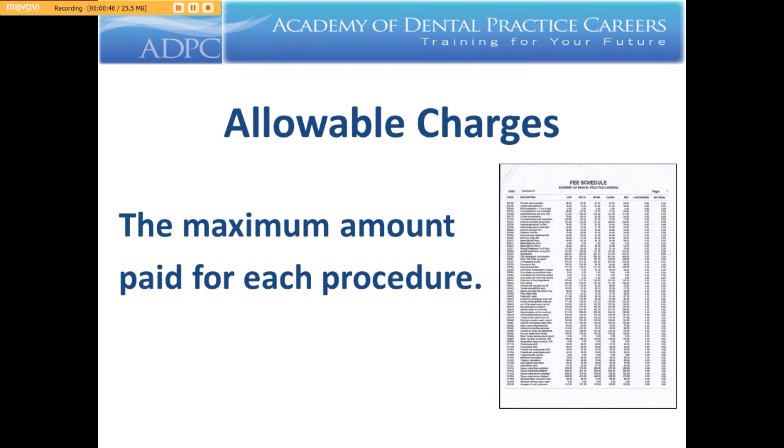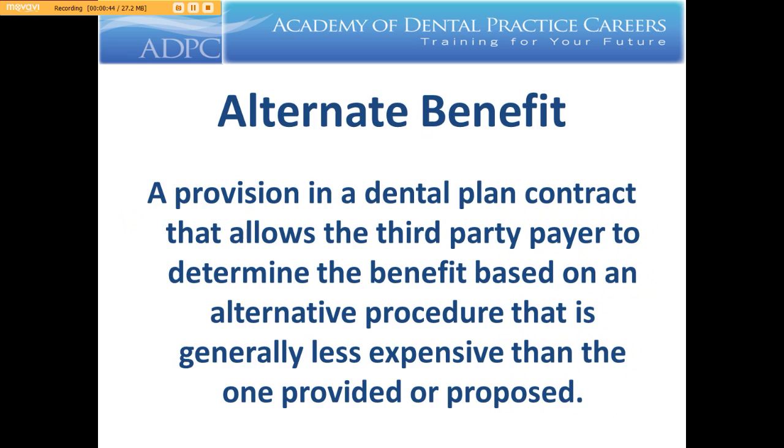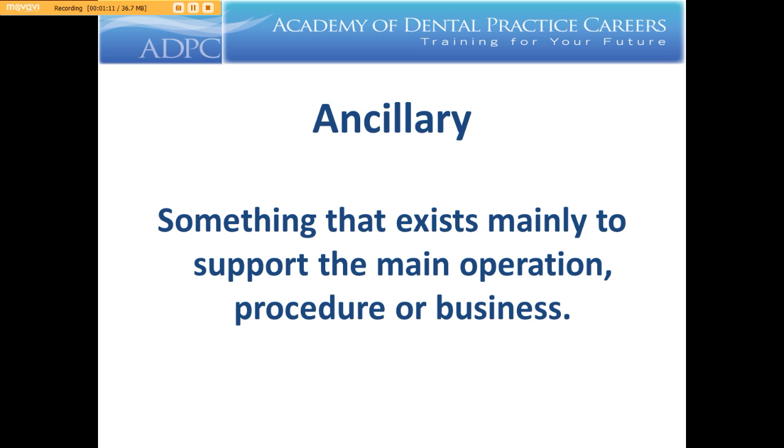The first term is allowable charges. That is the maximum amount paid for each procedure. Our next term is alternate benefit. Another word for this would be downgrade. This is a provision in a dental plan contract that allows the third-party payer, or the insurance company, to determine the benefit based on an alternative procedure, and that is generally less expensive than the actual procedure that was provided or proposed.